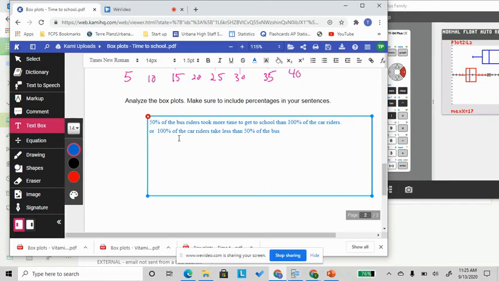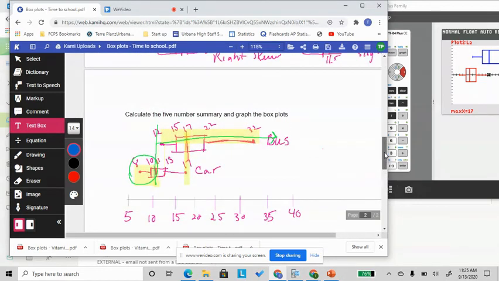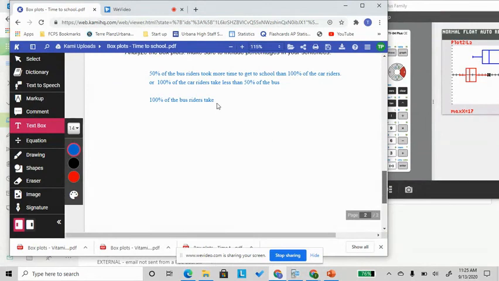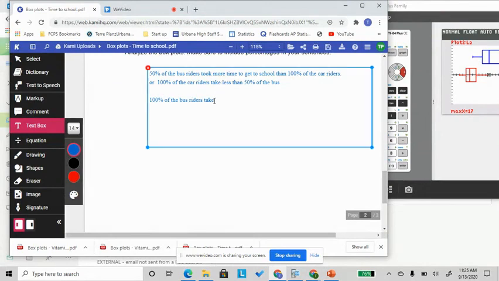All right, and then the other thing that I noticed is 100% of the bus riders take, and we said up here, 100% of the bus riders take 12 or more, where 50% of the car riders take 11 or less. And I should probably put numbers in there, but okay, so let me go back to my text box. Okay, so 100% of the bus riders take 12 or more minutes.